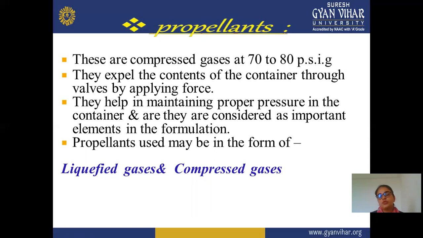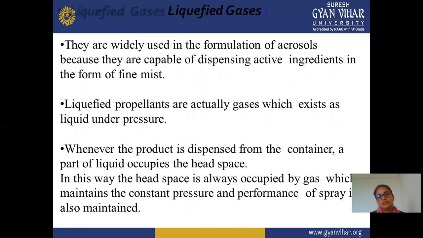The propellant is used in the form of liquefied gases and compressed gas. These propellants are further divided into two categories: one is liquefied gases, second is compressed gas. The compressed gases are applied at 70 to 80 pressure and easily expel the product through the aerosol container, while also maintaining the pressure of the container, which is an important element in your formulation. Without the propellant, you can't formulate an aerosol, and it is available in two forms: liquefied gases and compressed gases. These are the two types of propellant. Now we discuss them one by one.